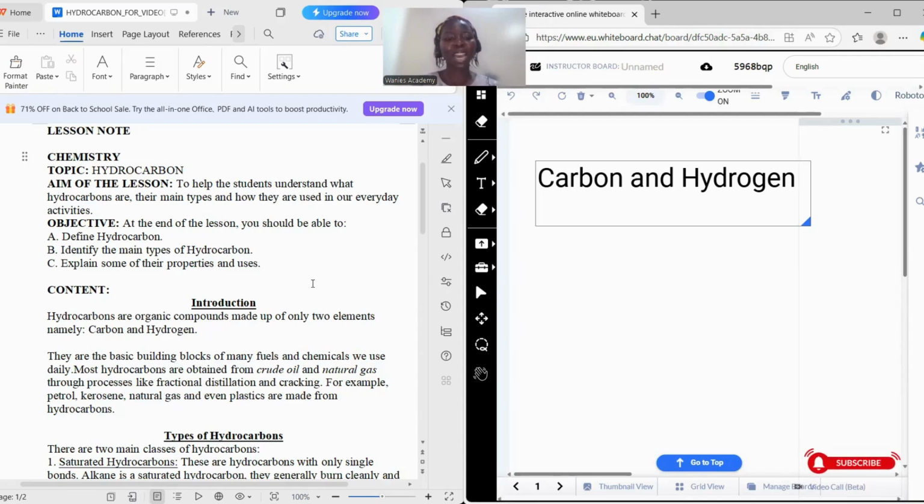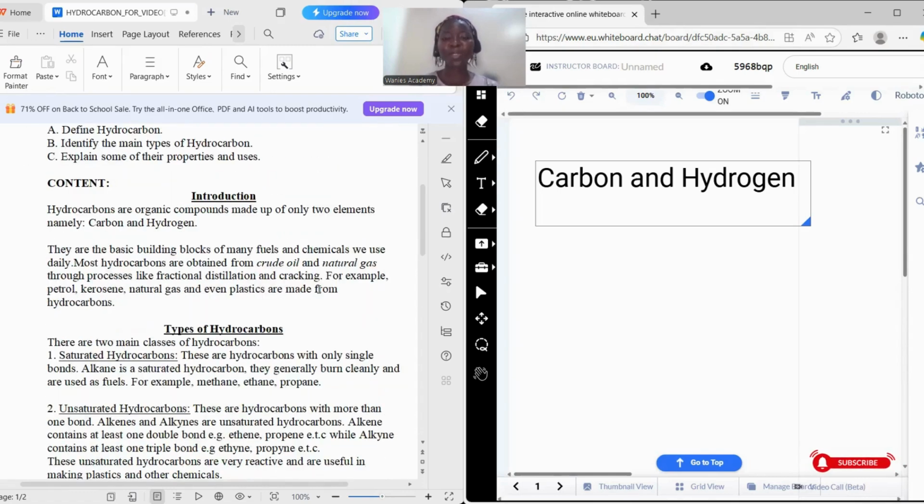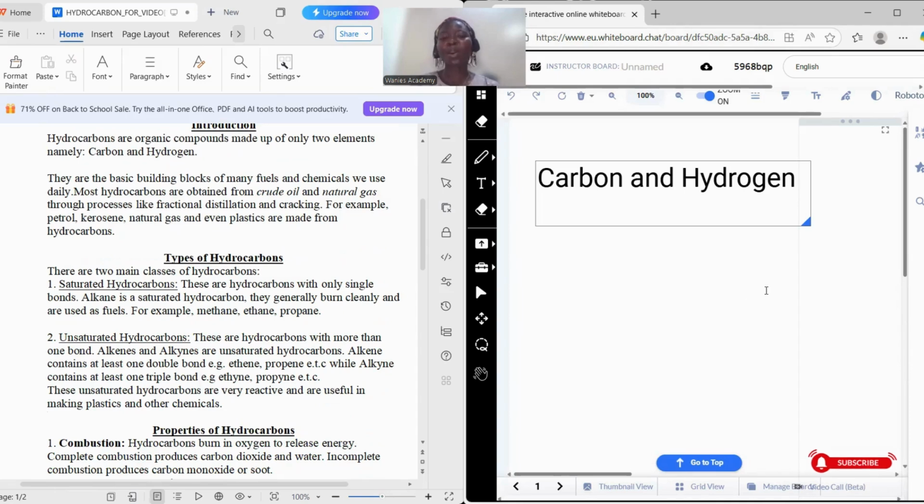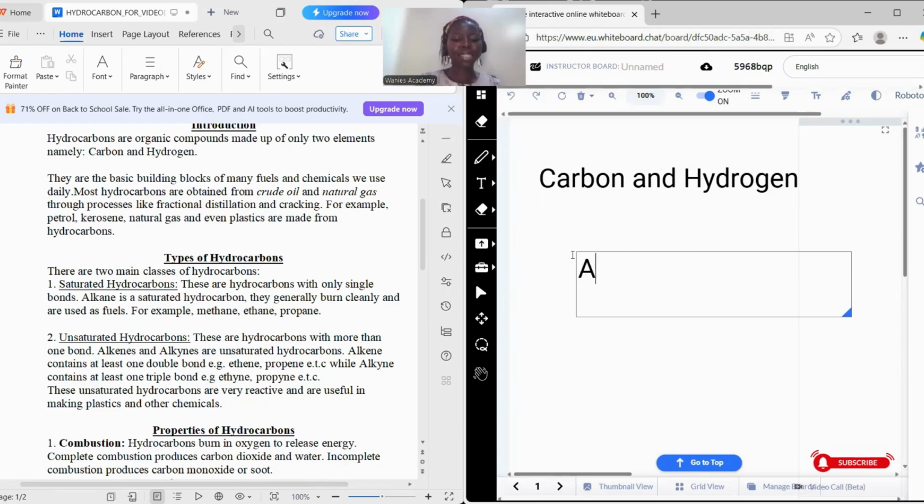Now let's look at the types of hydrocarbons. We have two main types of hydrocarbons, which are the saturated hydrocarbon and the unsaturated hydrocarbon. Saturated hydrocarbons are hydrocarbons with only single bonds. An example is alkane. Alkane is an example of a saturated hydrocarbon. Let's look at examples under alkane.